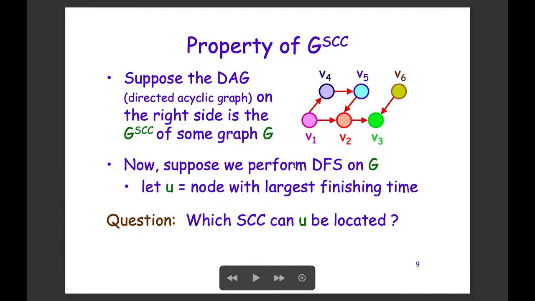We are asking this question. Suppose that U is some vertex that has the largest finishing time when we perform DFS on G. Which component can U be located in? Can U be here? Can U be here? So let's find out.